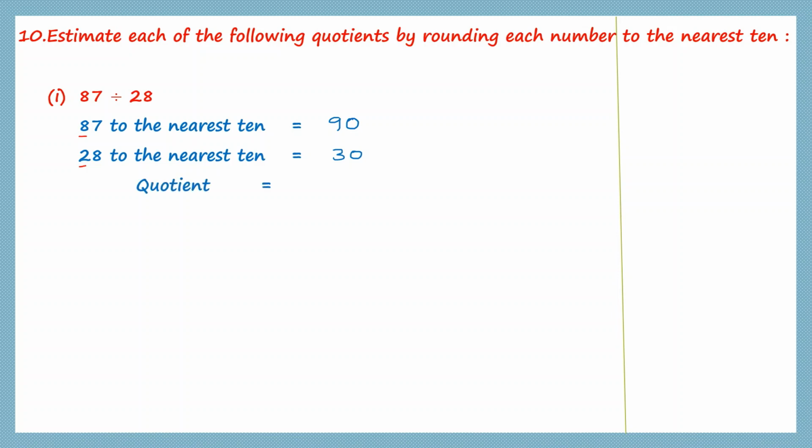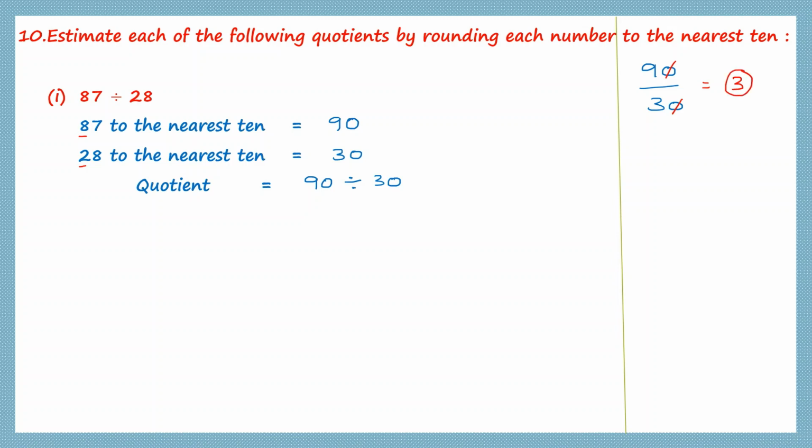Now to find the quotient, we have to divide 90 divided by 30. There are different ways of doing it. You can do it this way, 90 divided by 30, where we can cancel the zeros. Then we just have 9 divided by 3. So that is 3 threes are 9. So that is one way. The answer here is 3.